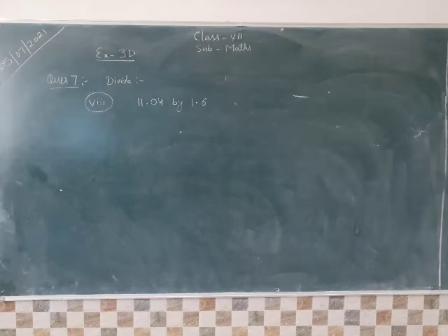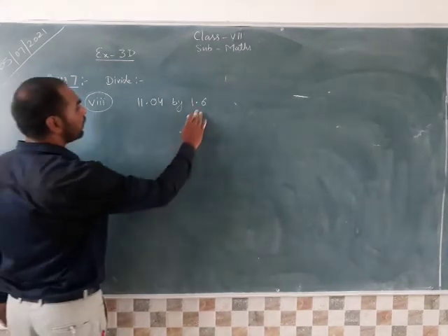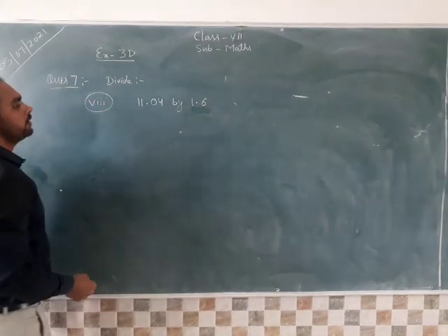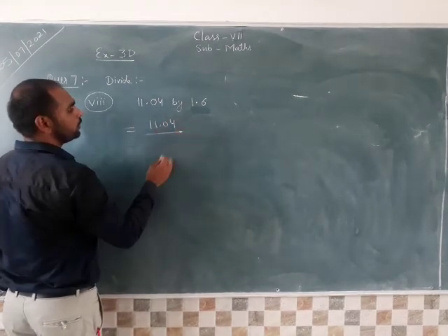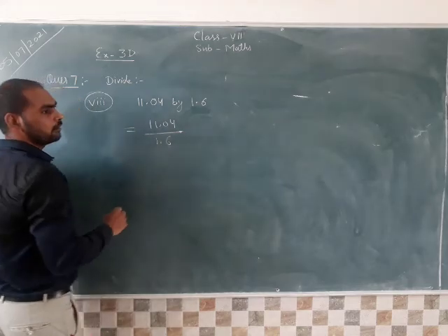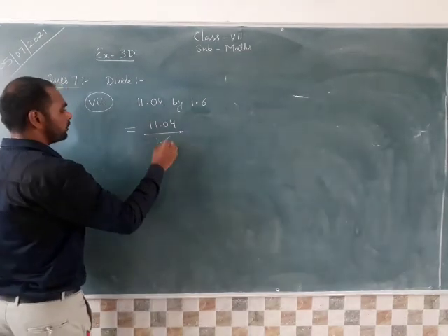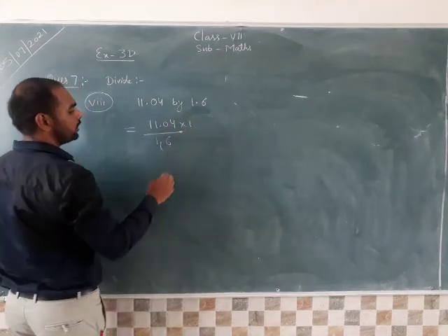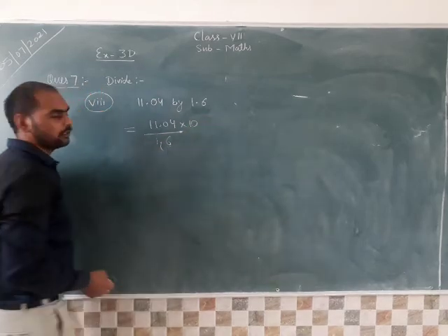Now I am going to solve the 4th part of this question, which is 11.04 by 1.6. First we will remove the point of the divisor. Write 11.04 as numerator and 1.6 as denominator. Now we will remove the point of the denominator. When we remove the point, we get 1 in the numerator. After the point there is 1 digit, then we will mark 1 0 after 1.